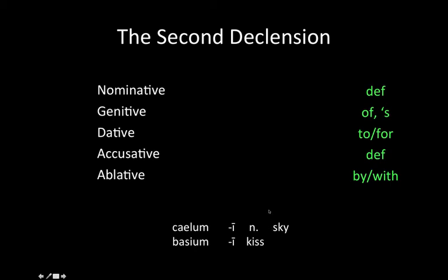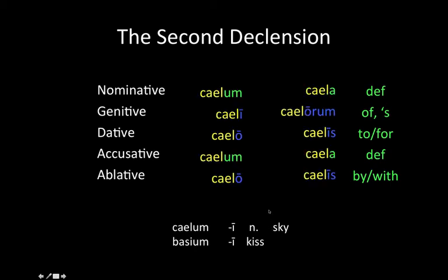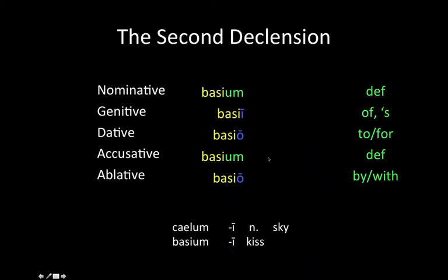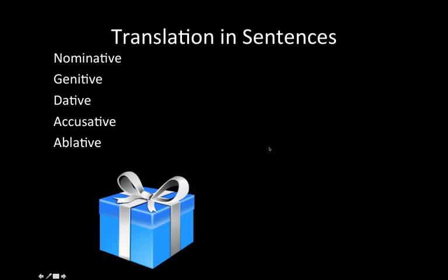So if we take a look at some other nouns that decline, caelum, meaning sky, we've got most of the same second declension endings except for the -um and the -a, which are the nominatives. And basium, which is kiss, that's the only change. So let's take a look at them in sentences.